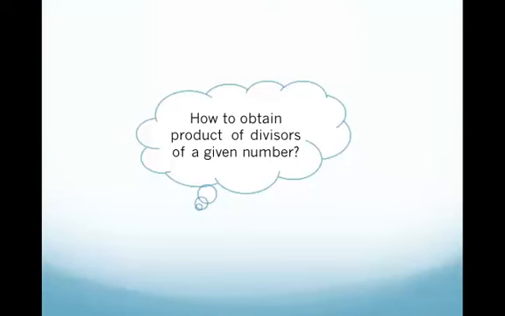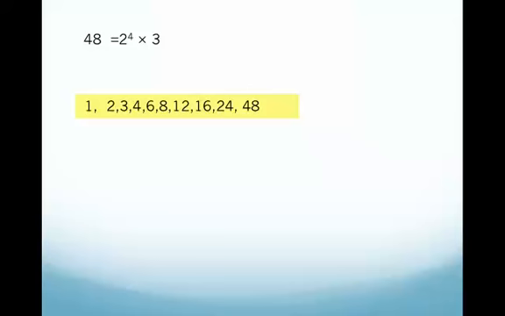Now, how to obtain the product of divisors of a given number? Can we arrive at some general formula for the product of divisors also? Let us see that. Again, 48 is equal to 2 to the power 4 into 3. This is the prime factorization of the number 48. If we note down all the divisors, we have 1, 2, 3, 4, 6, 8, 12, 16, 24 and 48 as all the divisors of the number 48.